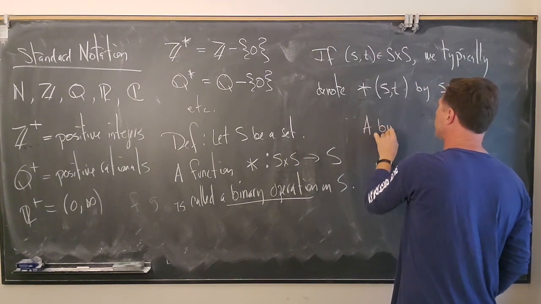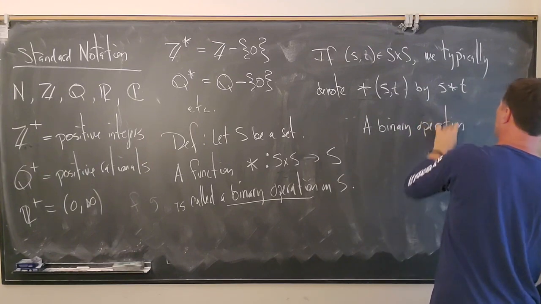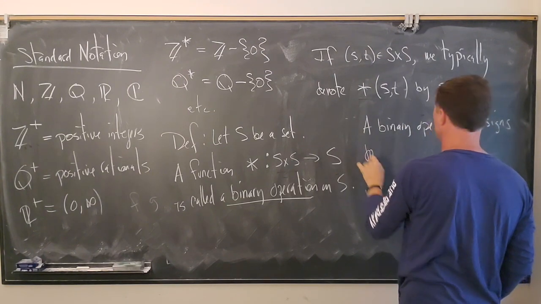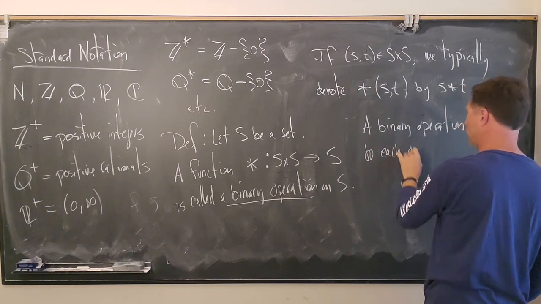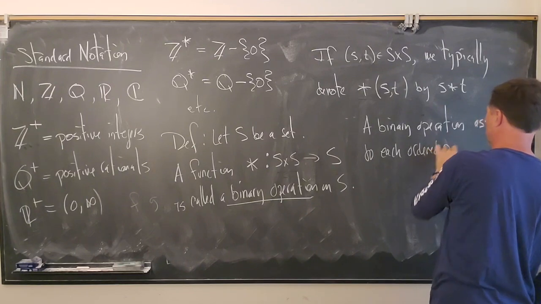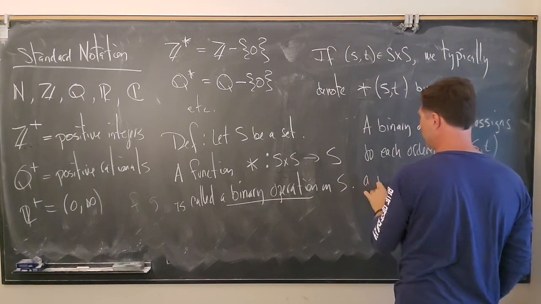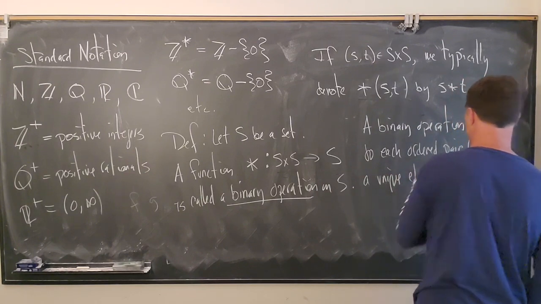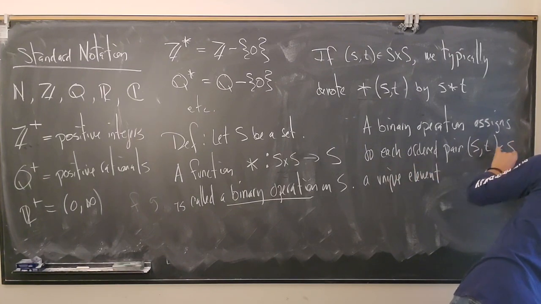A binary operation assigns to each ordered pair S comma T a unique element. And I should emphasize, each ordered pair S comma T in S cross S.